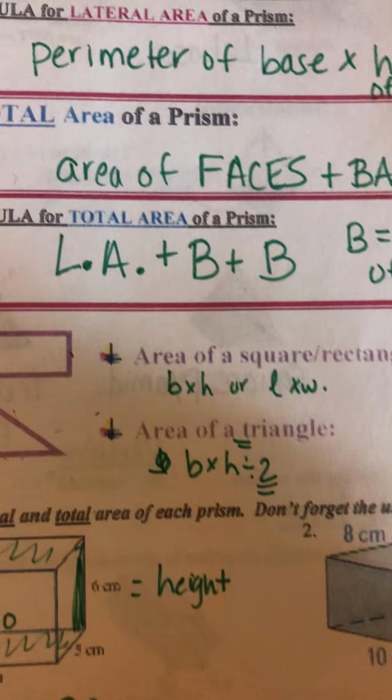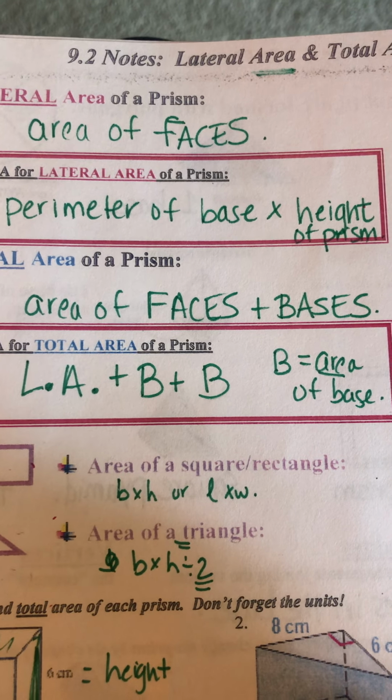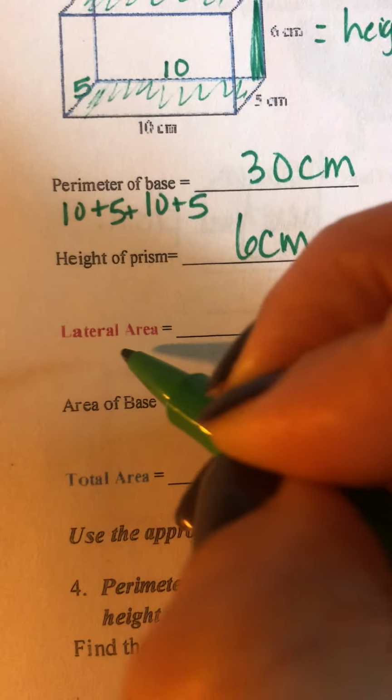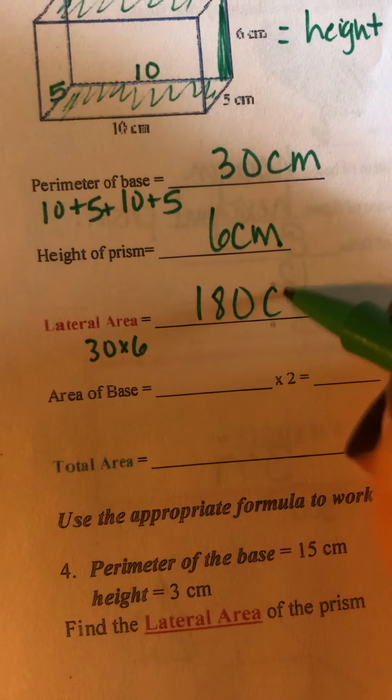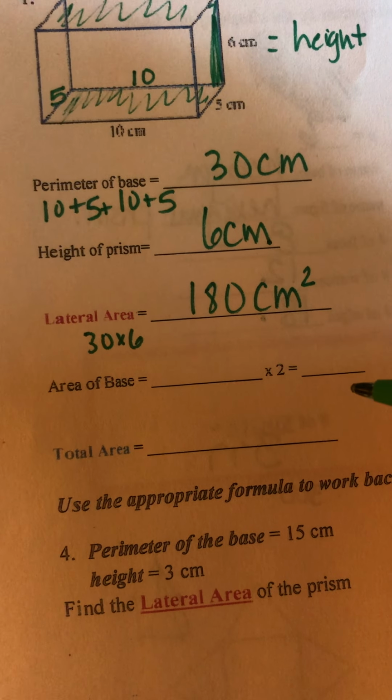For lateral area, I'm going to follow my formula, which I wrote here: perimeter of base times height. So I have the perimeter of the base is 30, the height is 6, so that's 180 centimeters squared.